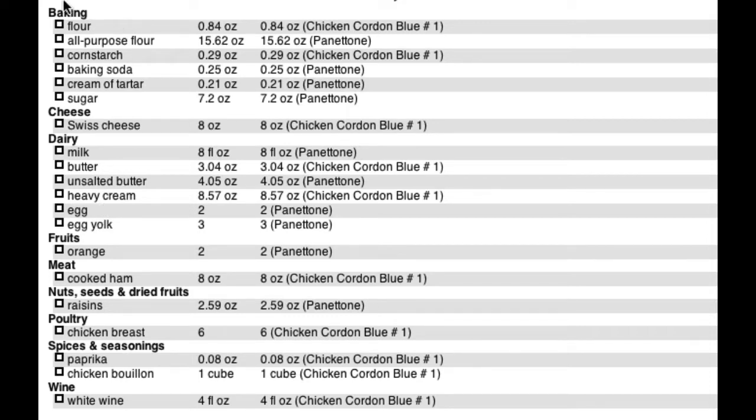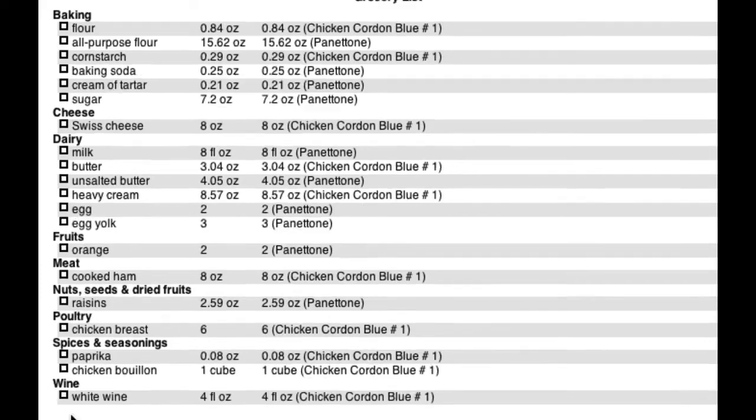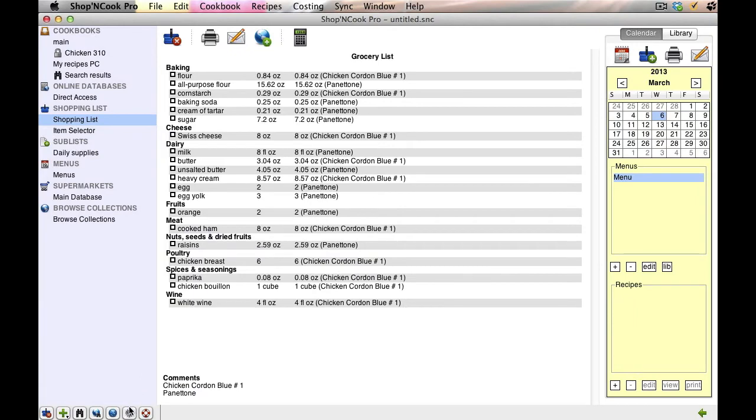The pantry and substitution lists are going to help you clean up and simplify your shopping list so that you only have the items that you really need to buy and listed only one time. Let me show you how it works.